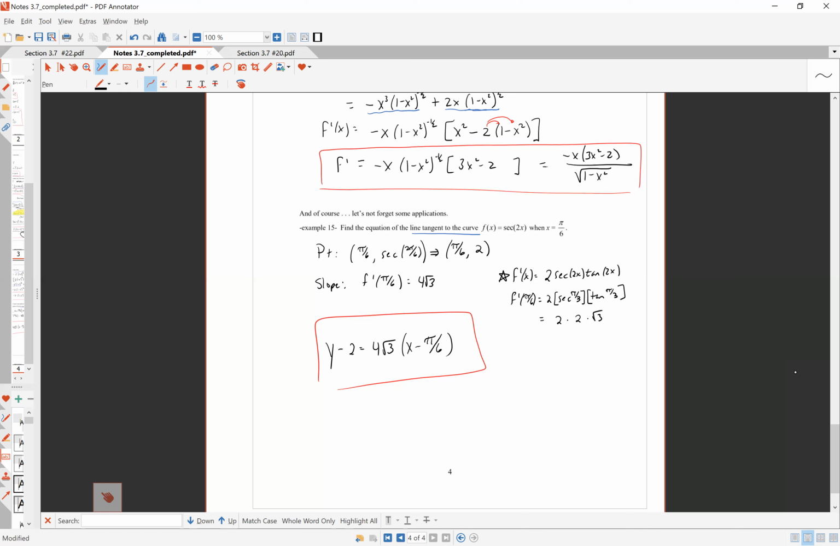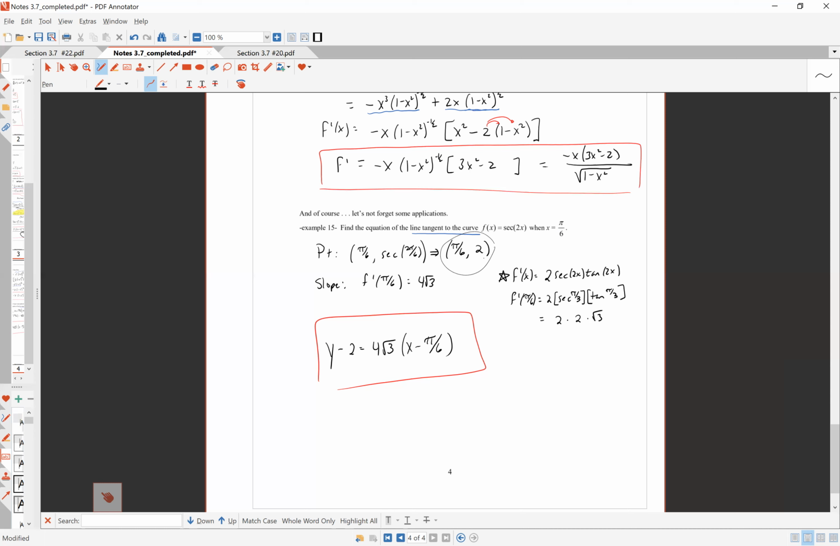Because it's 1 over cosine of pi over 3, which is 1 over 1/2, which is 2. Okay, and now we actually have to calculate the derivative at pi over 6, right? We need to find the slope or the derivative. So we know the ordered pair.